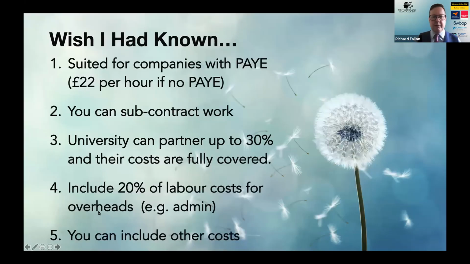Before I started into this, I wish I'd known, it suits companies with PAYE. If you don't have PAYE, you can only charge £22 an hour. You can subcontract work. Universities can partner up to 30% and their costs are fully covered. Worth getting a university involved. They can include 20% labour costs for overheads like admin. So in other words, you can only pay people doing the R&D stuff, but you can add in some of your own costs, 20% of up to that. And you can include other costs as well, like travel, subsistence, stuff like that.